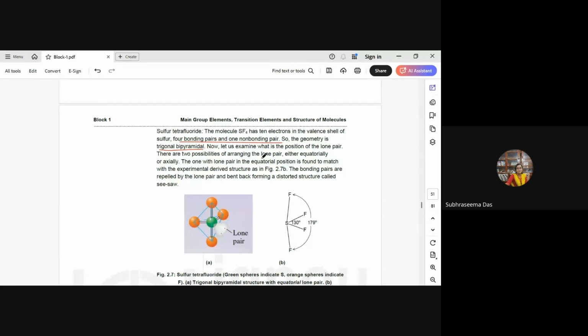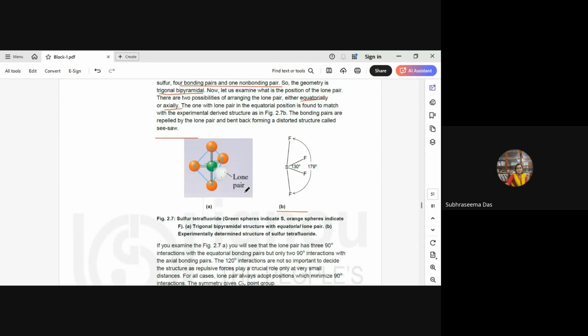So there are two possibilities of arranging this one lone pair, either equatorially or axially. Since only one lone pair is present, these two positions are available to us. The one with the lone pair in the equatorial position is found to match the experimental data that is shown in figure 2.7b. Thus the bonding pairs are repelled by the lone pair and bent back, and they form a distorted structure which we call the seesaw structure. So this is how the lone pair helps us in predicting the geometry of molecules.